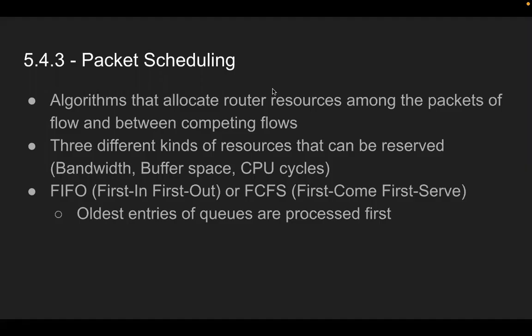Hello, so I'm doing packet scheduling, and essentially packet scheduling is just algorithms that allocate router resources among the packets of a flow and between competing flows. And among this, there are just three different kinds of resources that are reserved amongst these algorithms, and that is bandwidth, buffer space, and the CPU cycles.